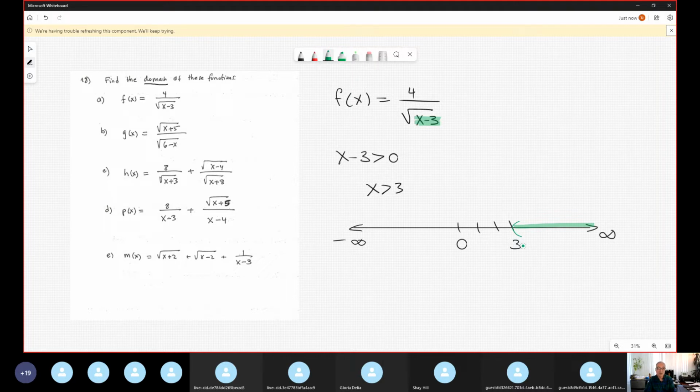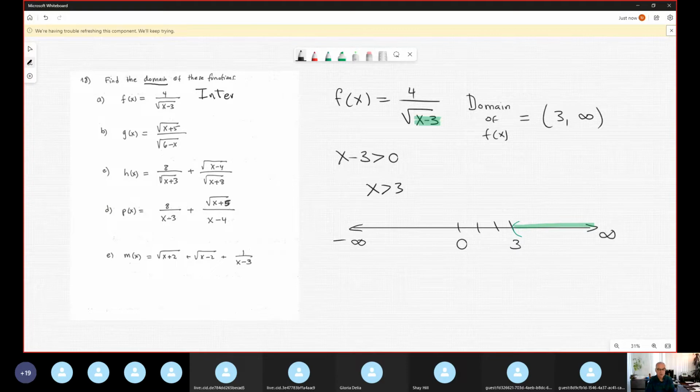So what is the answer? The answer for the domain, I want to see it like that. Domain of the f function is equal to parenthesis 3 comma infinity. This is interval notation, sorry. I forgot to say here, interval notation.